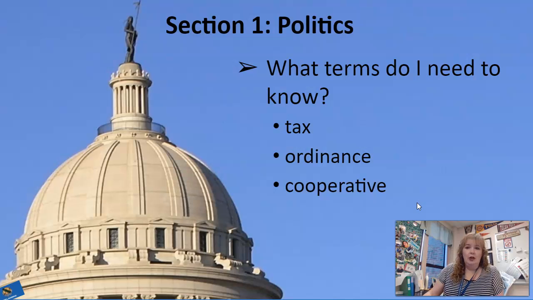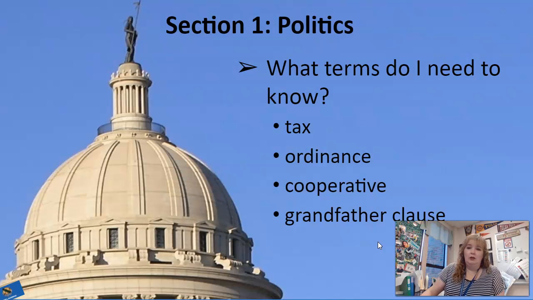Cooperative is where a group works together in order to form an industry. So if you live out in the middle of nowhere, your electricity may not be coming directly from OG&E. There may be a cooperative group, a rural group, and they probably have to buy the electricity from OG&E, but OG&E doesn't directly provide it. Therefore, oftentimes things are more expensive when they're provided through a cooperative.